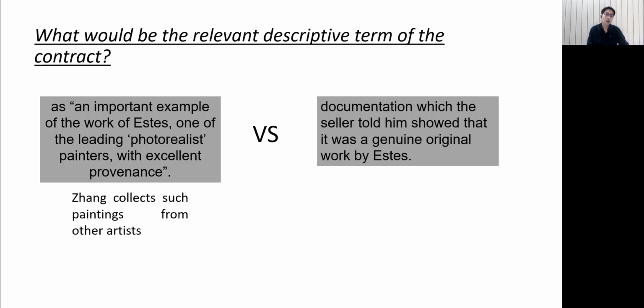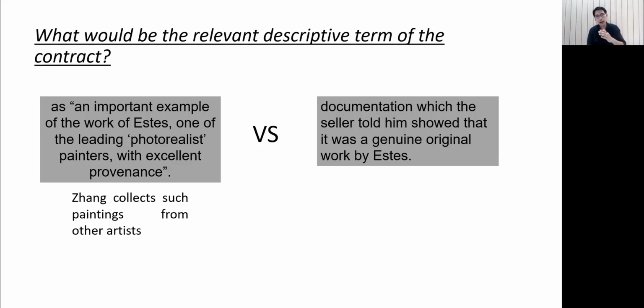I want to argue that yes, on one hand, there's an argument that's available, that's indicated in the answer to suggest that, and there's a phrase said right in your answer, in the paragraph, that Zhang, the buyer, collects such paintings from other artists, which means that maybe he's going for the type of painting, not so much the artist. And if he's going for the type of painting, which he has done before from other artists, right now, he has got what he bargained for. So that's one argument supporting this conclusion.